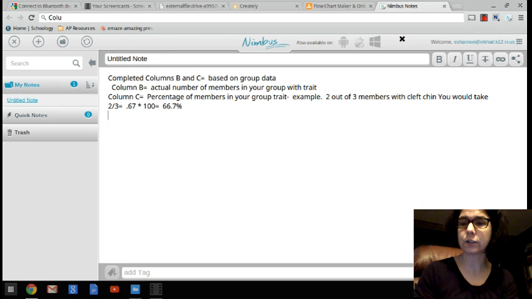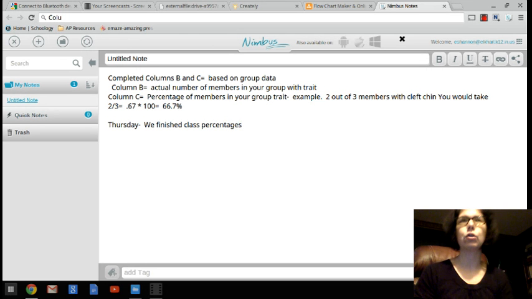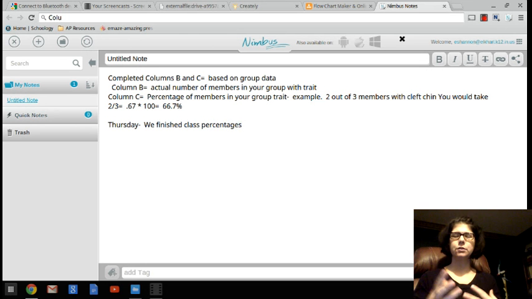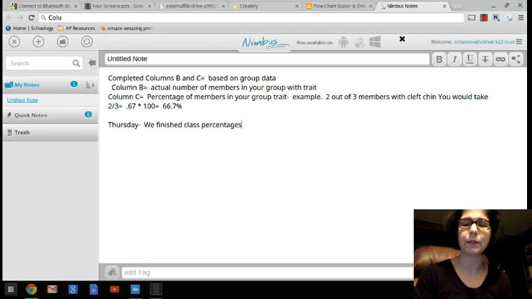On Thursday, we finished class percentages. So we ended up totaling up how many students in each characteristic for the entire class. We gathered the data on Wednesday, we totaled them on Thursday. And then we went through and for column D, we did the exact same formula.